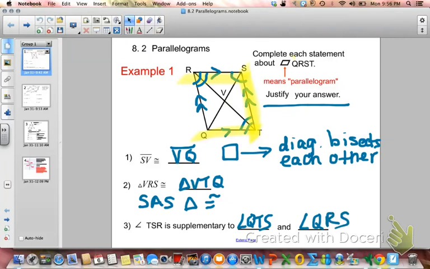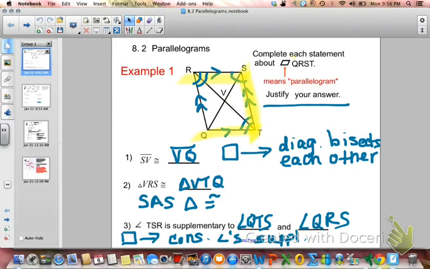And we know that because in a parallelogram, I'm just going to put a parallelogram symbol and an arrow, consecutive angles are supplementary. You could also just use the theorem that we did back in Chapter 3, that when lines are parallel, same side interior angles are supplementary.